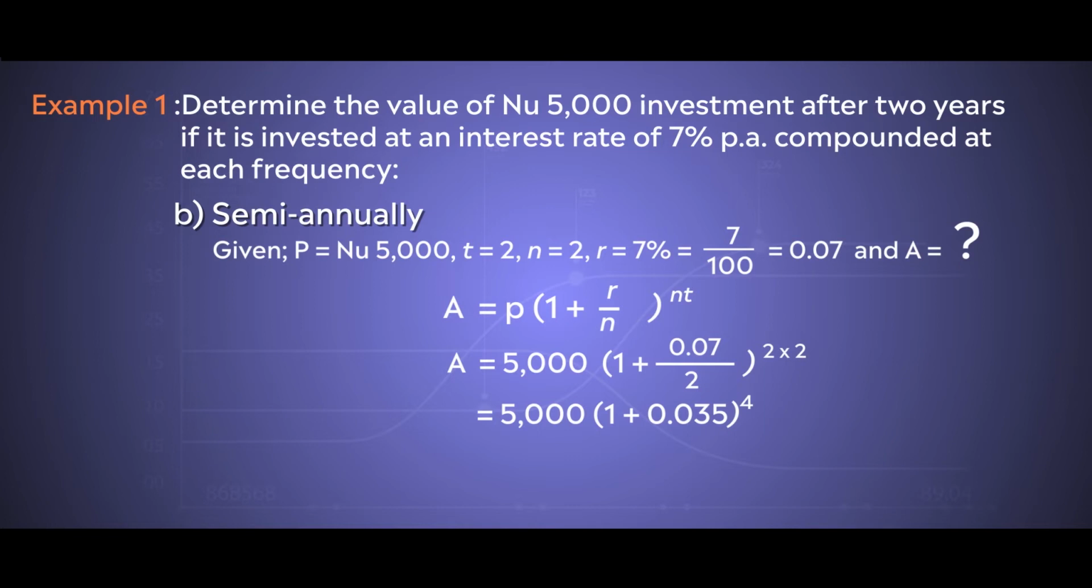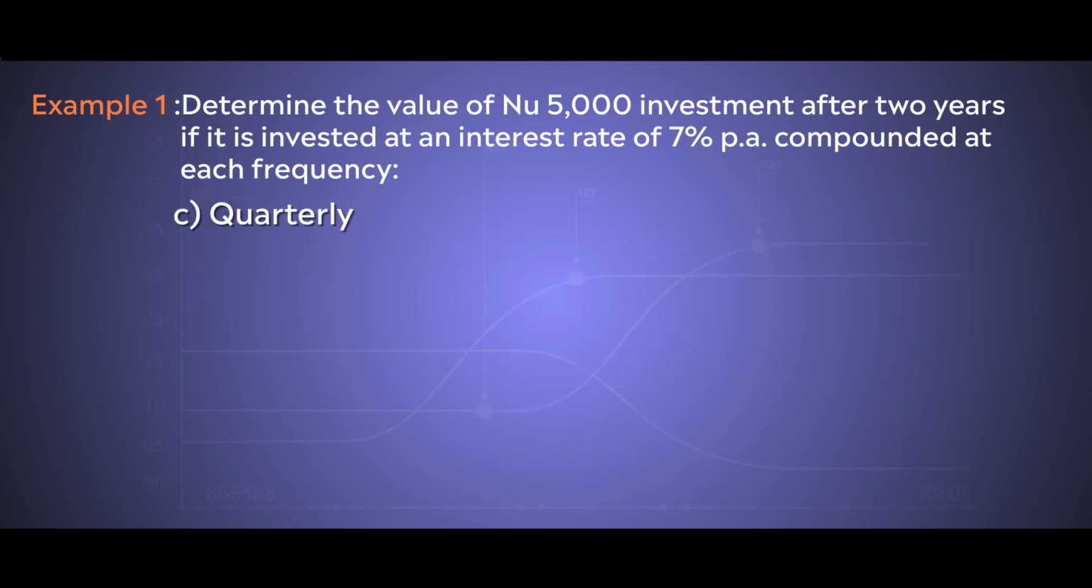Raised to, so the exponent, it's okay to calculate together since it does not hamper anywhere in the calculation. It becomes 2 times 2 is equal to 4. Next step is 5000 times 1 plus 0.035. Still the bracket is there, so when you add these 2 inside the bracket, you are going to get 1.035 raised to 4. Solve the exponent and multiply by 5000. 5737.62. Let's go to the next one, that is quarterly.